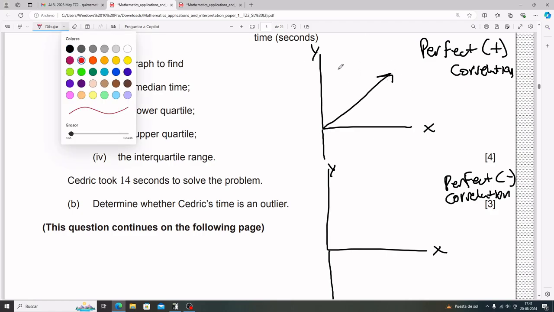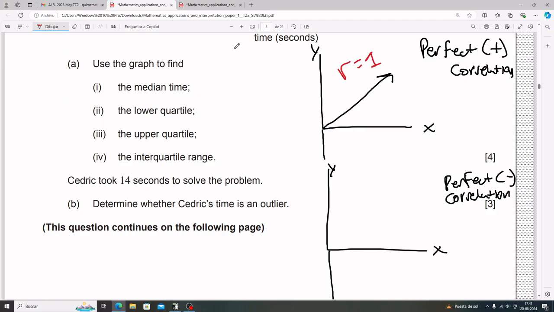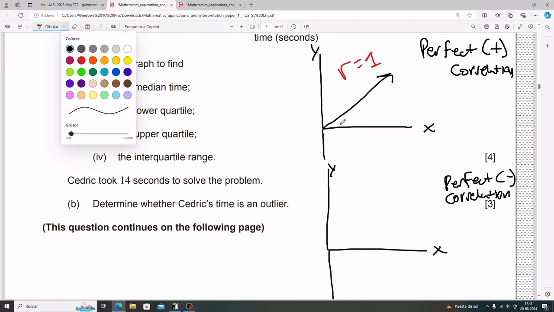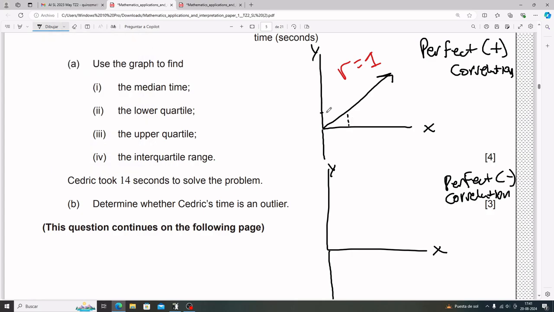Okay, and in the perfect positive correlation, you have a line that goes like this, and your R value here actually equals 1. Okay, for every X value that you increase here, you increase one Y value, so on and so forth. All of these increase by 1. So that would be a perfect positive correlation.